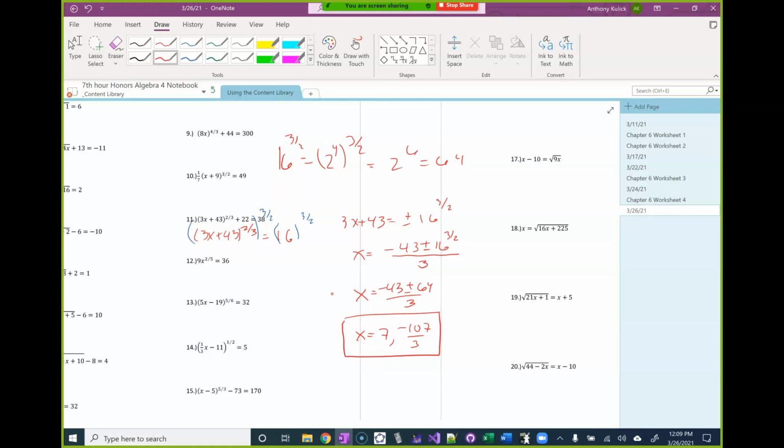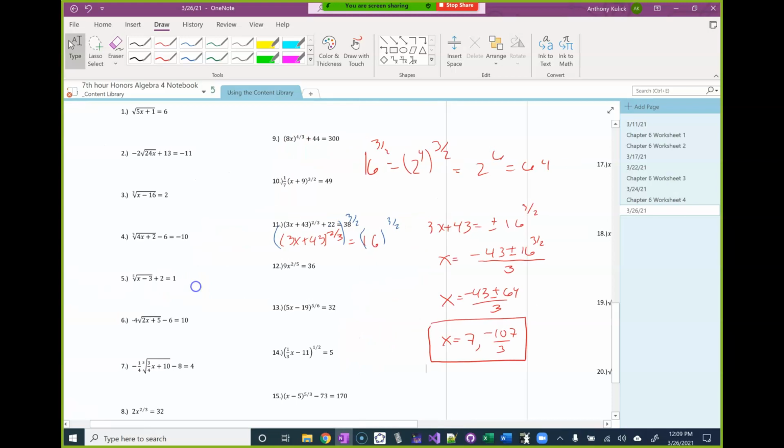Who's next? Alyssa. 7 on the same worksheet. 7 from the same worksheet.